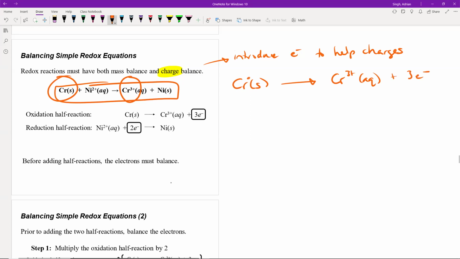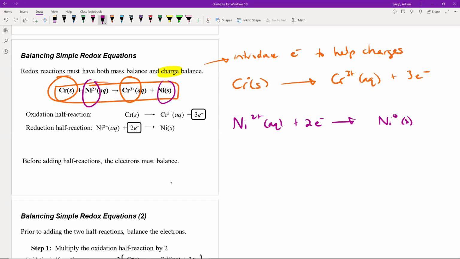And then the other two things would be the nickel 2+ and nickel. For the nickel to go from 2+ to a charge of 0, that's a reduction. It has to gain, in this case, 2 electrons. All right.